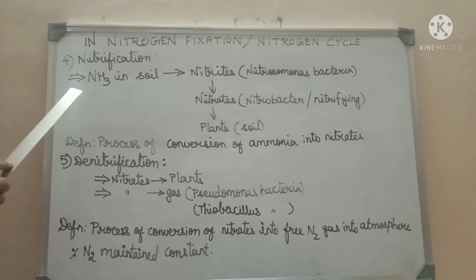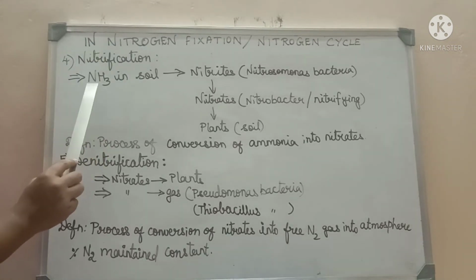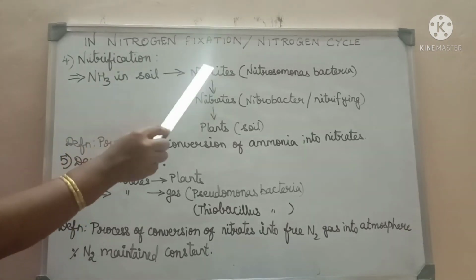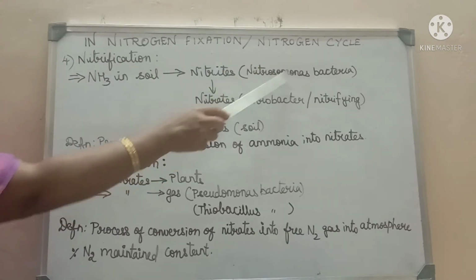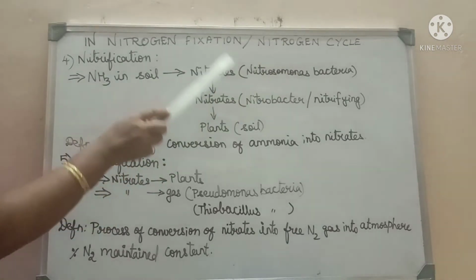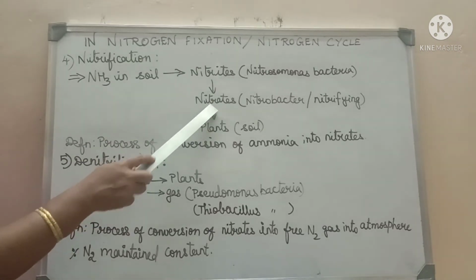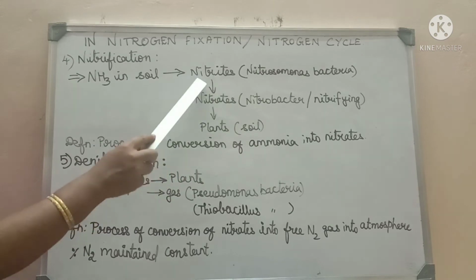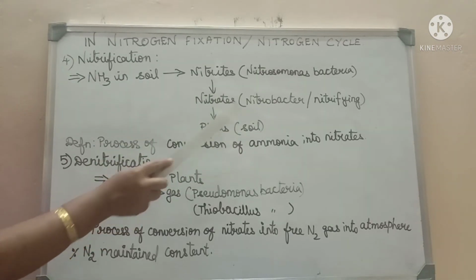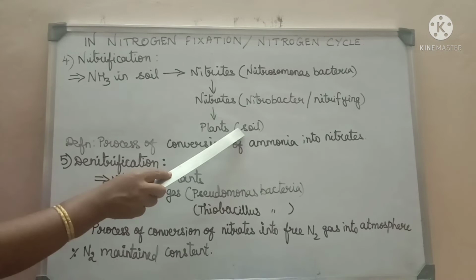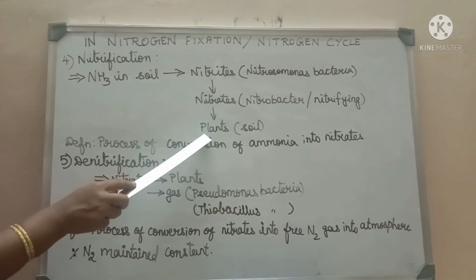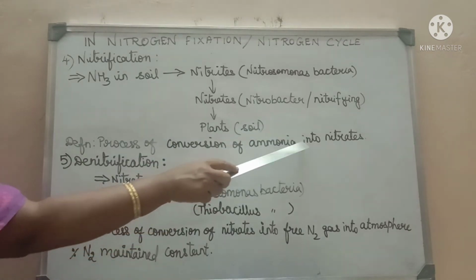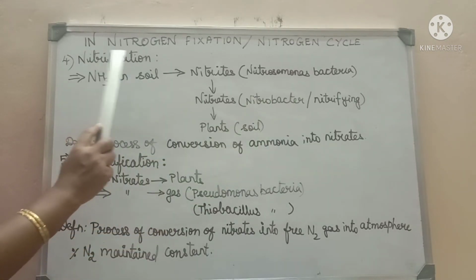The next step is nitrification. You know that ammonia is returned to the soil, and that ammonia is converted into nitrite by Nitrosomonas bacteria. Again, those nitrites are converted into nitrates by Nitrobacter bacteria, the nitrifying bacteria, and now it is available for the plants to absorb from the soil. So again it enters into the plant body. The definition is: the process of conversion of ammonia into nitrates is called nitrification.